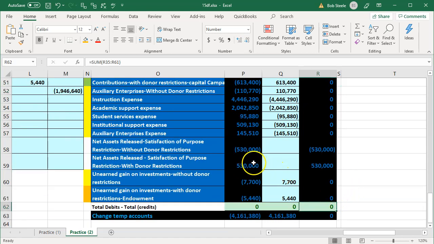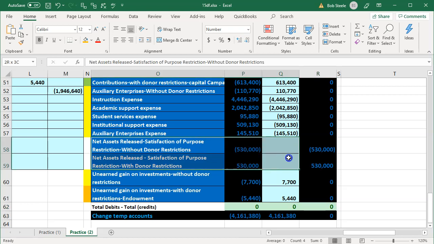Everything's looking good. We just need to close out these last two, these funny two kind of accounts. The net assets released, satisfaction of purpose restriction without donor restrictions, and the same thing with donor restrictions. These are the ones transferring the assets from one account to another, from restricted, with restrictions, to unrestricted. Okay, so let's close these out.